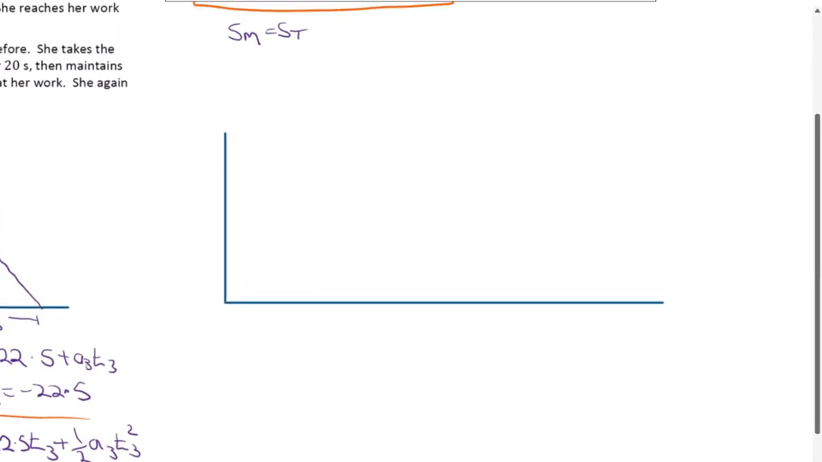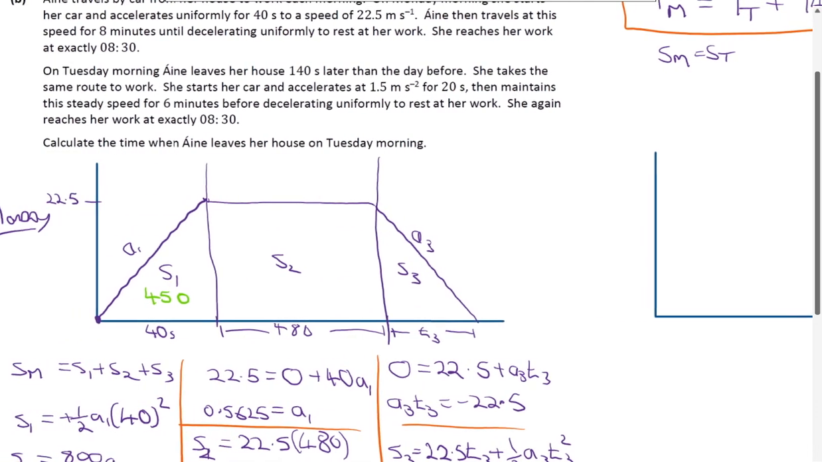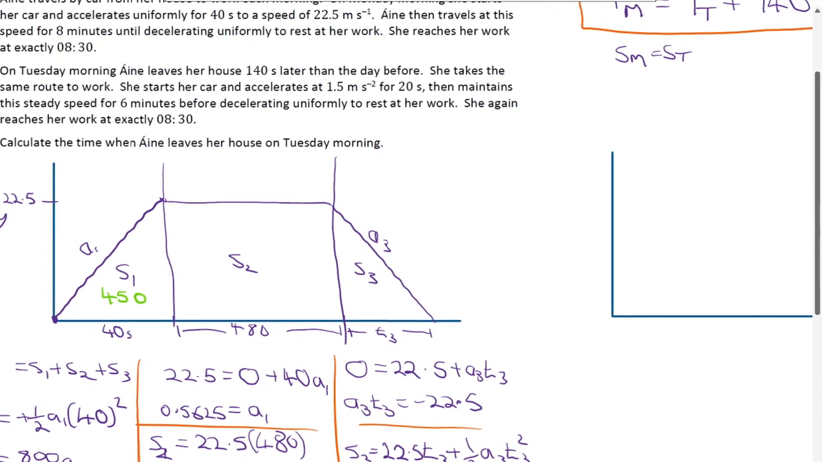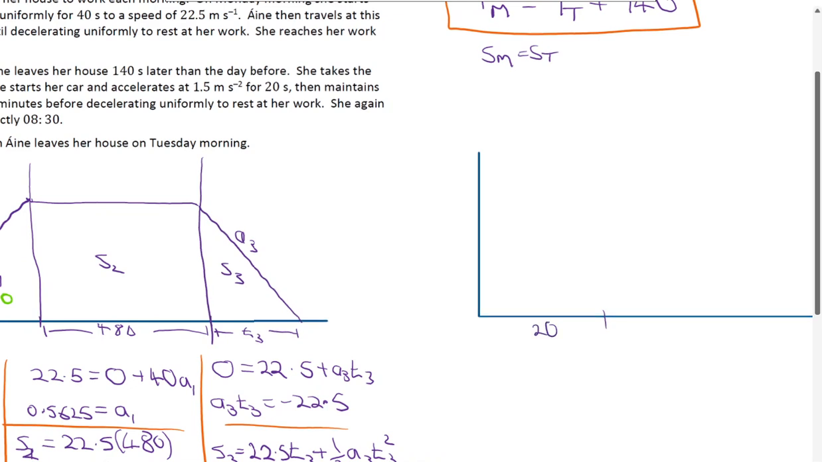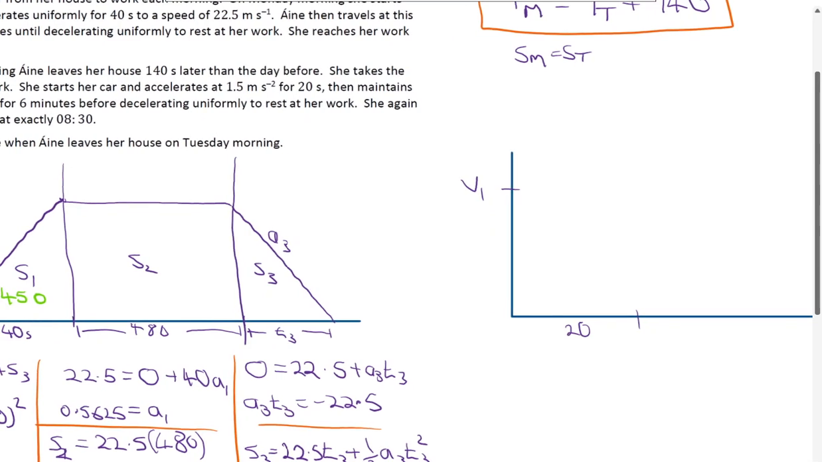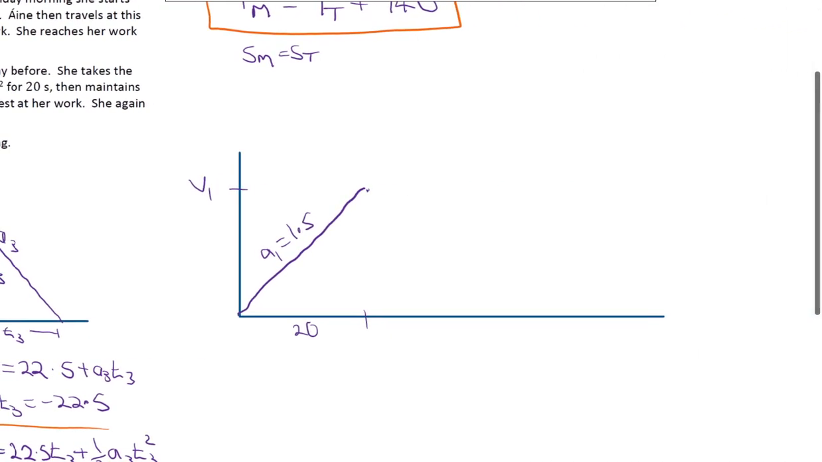So let's do our speed time diagram for Tuesday. So now again, she starts from rest, accelerates for 20 seconds. Okay, so we know that that's 20. We don't know this V1 here. So she gets to here, so it goes like that. And we know the acceleration is 1.5. Then for 6 minutes, she goes across, again, diagram not to scale. 360 seconds is 6 minutes.